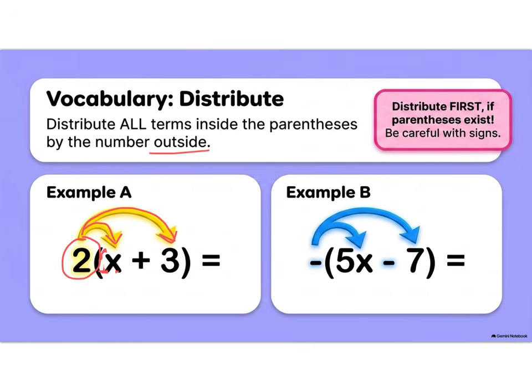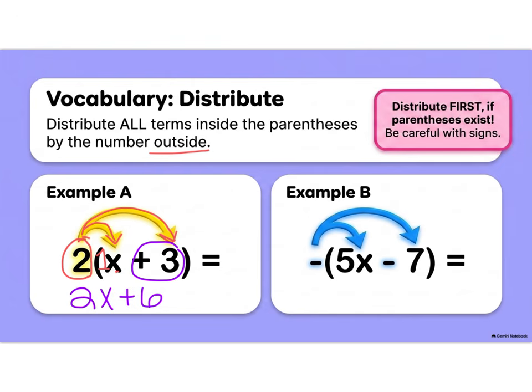I'm sorry, that kind of looks bad. Let's redo this. So it has an invisible 1 right here. And you don't always have to write it, but sometimes it helps people see, oh, I need to multiply 2 times 1. So 2 times 1 is 2, and then it's going to have an x with it. And then 2 times a positive 3 gives me a positive 6.